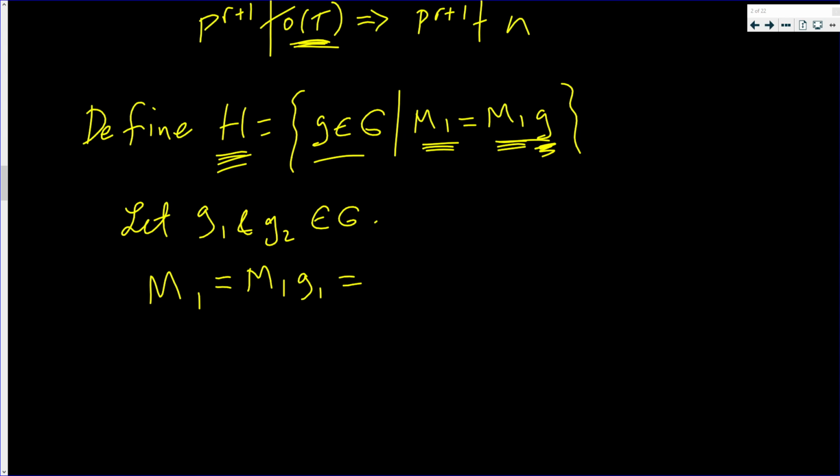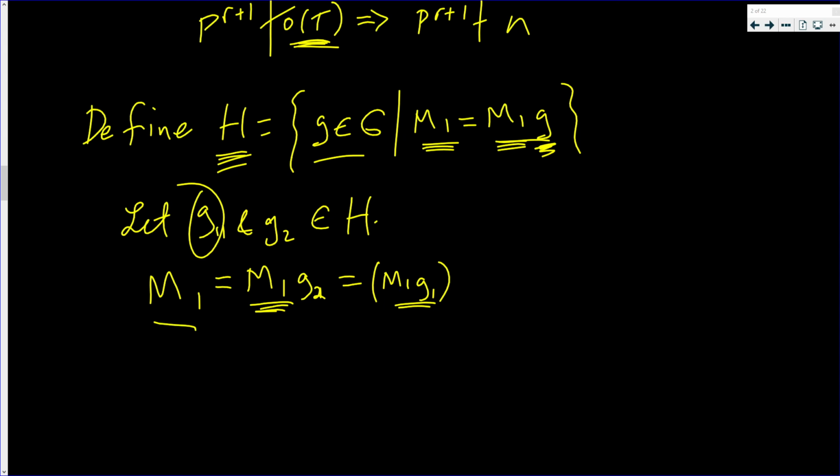But let's say times G2. But at the same time, we know that M1 is equal to M1 G1. So I'm replacing this M1 with M1 G1. That's how G1 got to be, it's in H. That's a big error. It's in H. G sub 1 is in H.